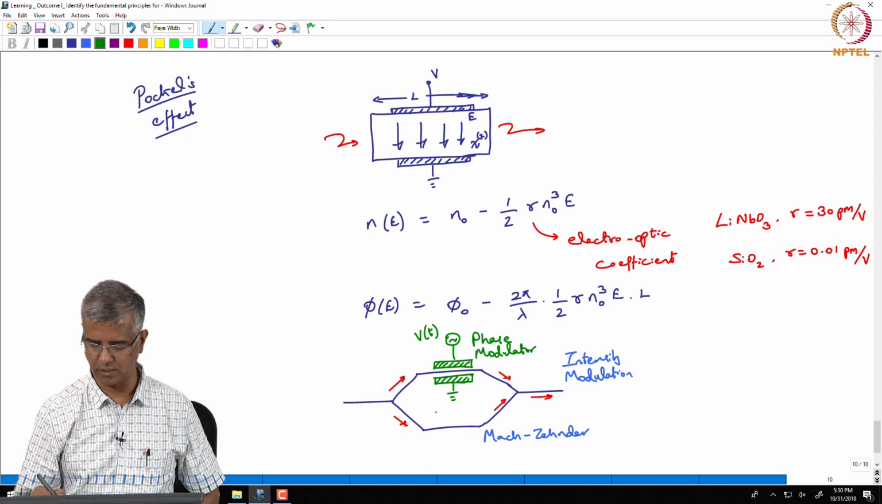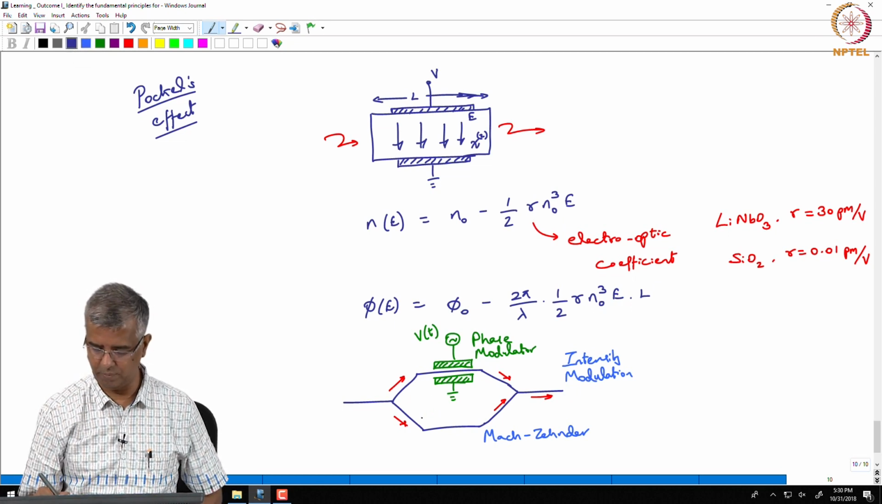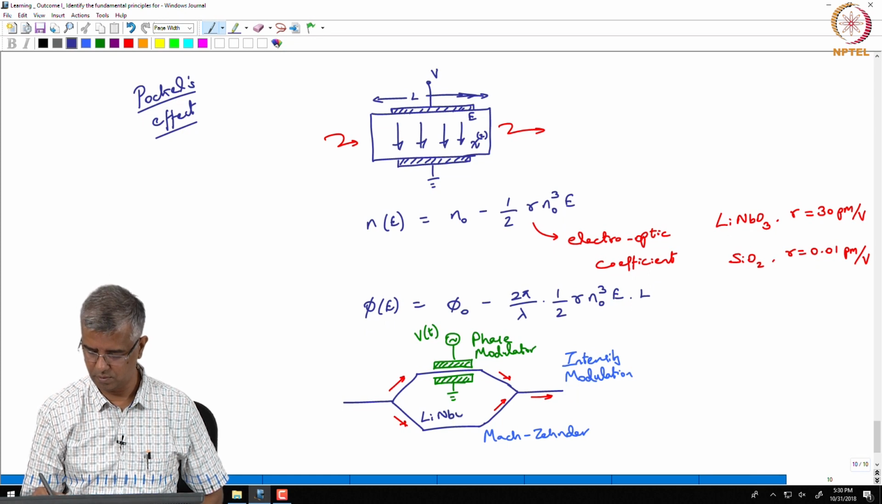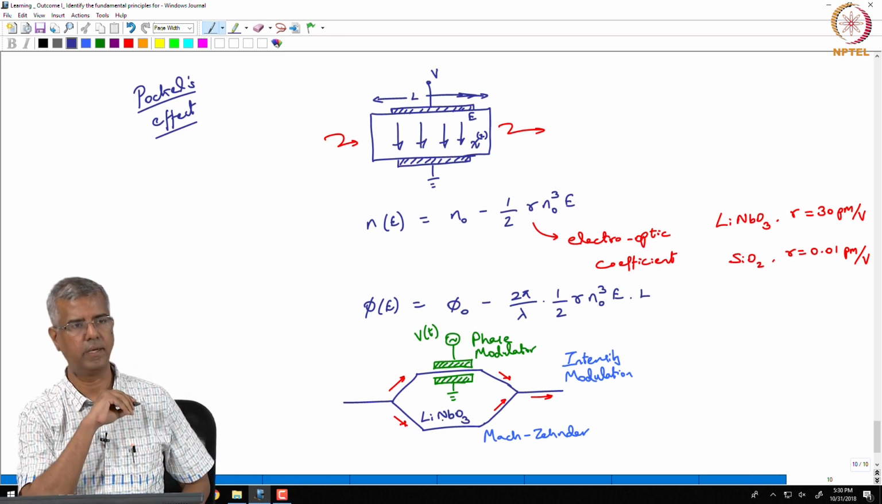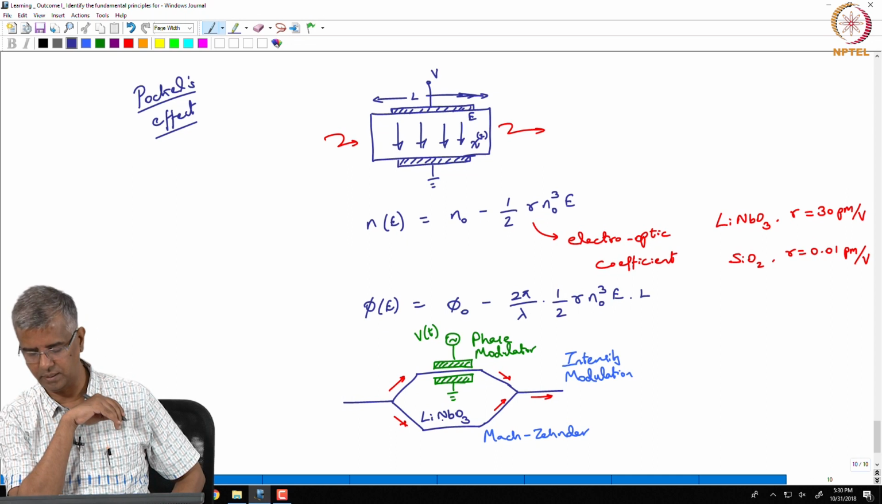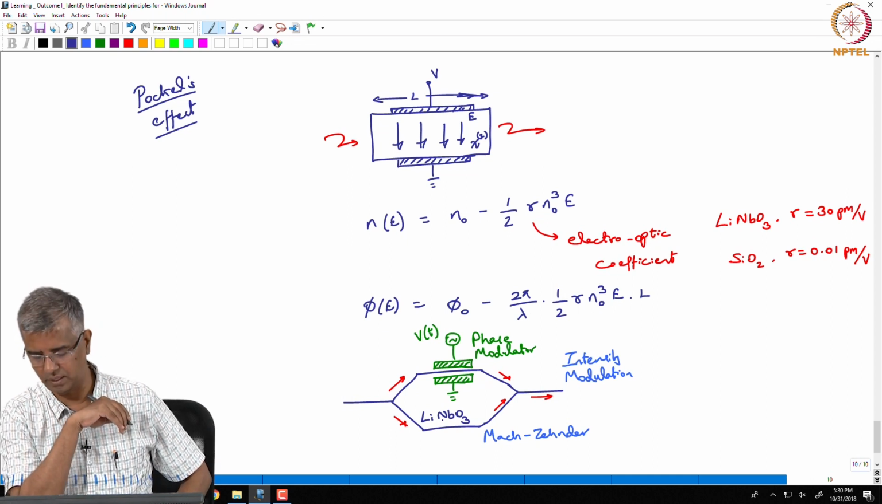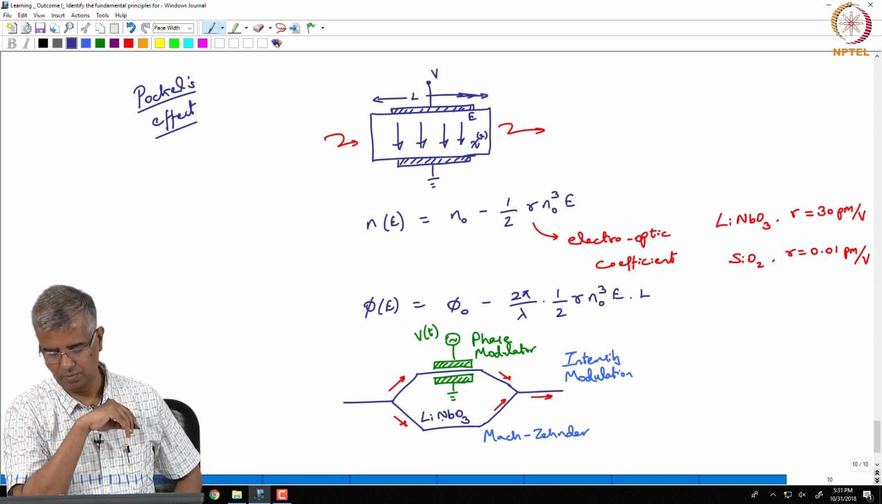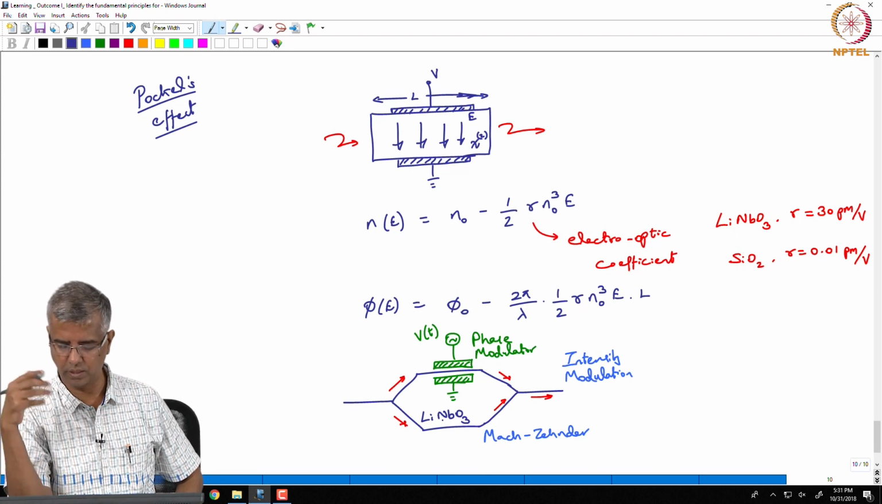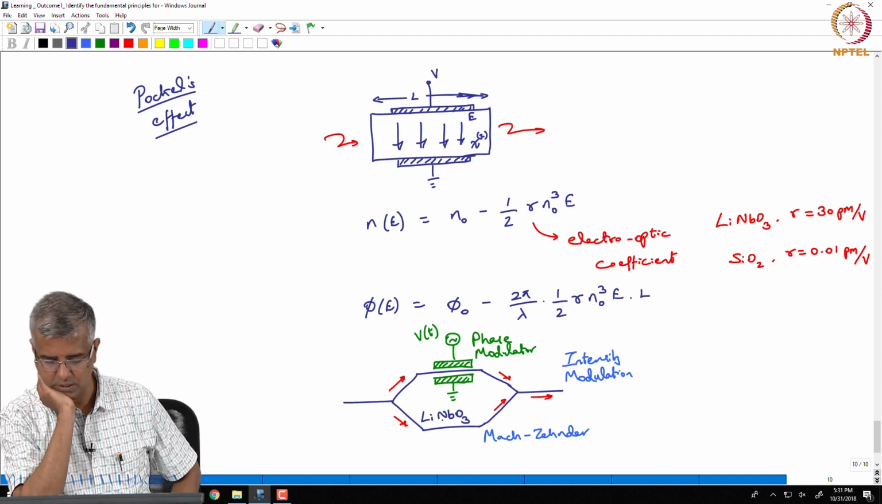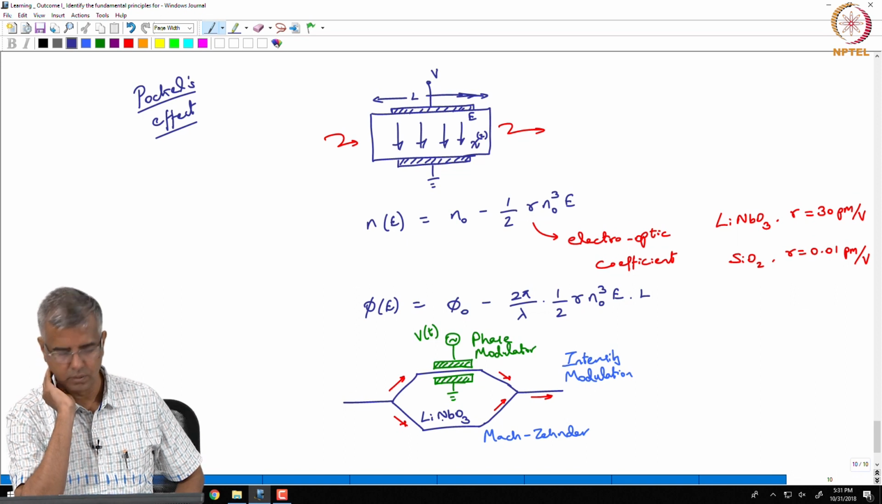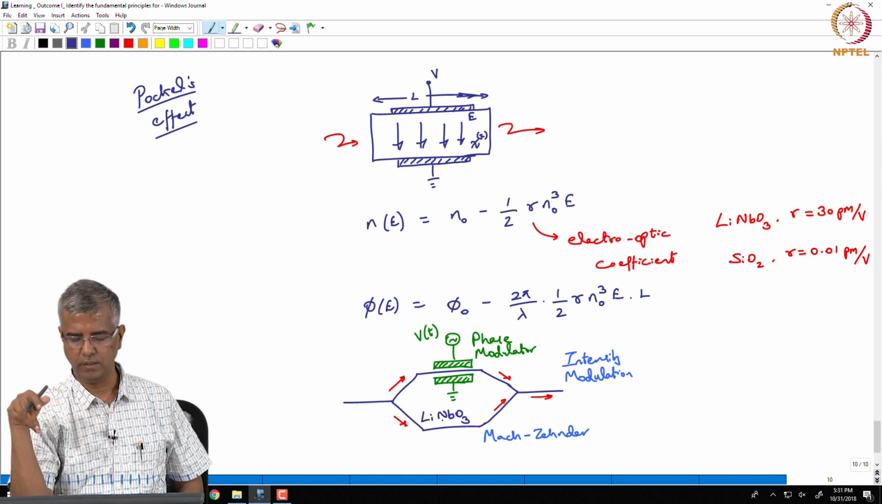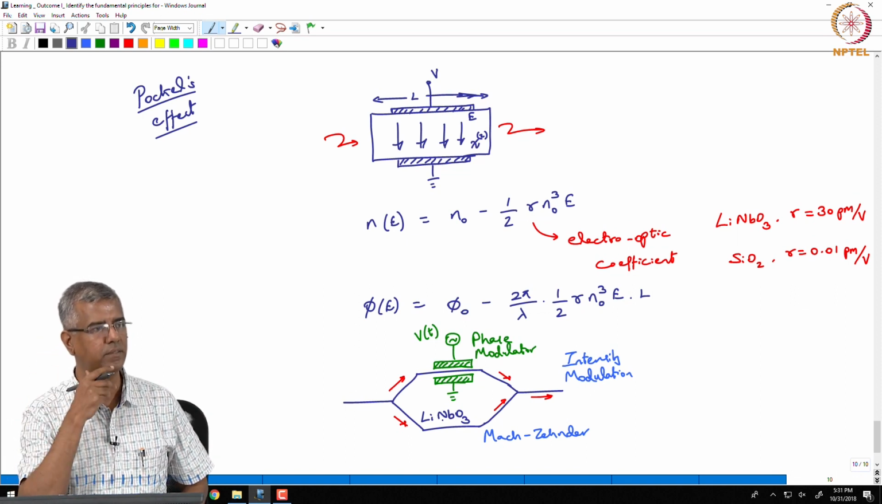So, if this entire structure is made of lithium niobate, right, then I can actually have this phase modulation, and through the phase modulation you can do intensity modulation. Okay. Any question about this?